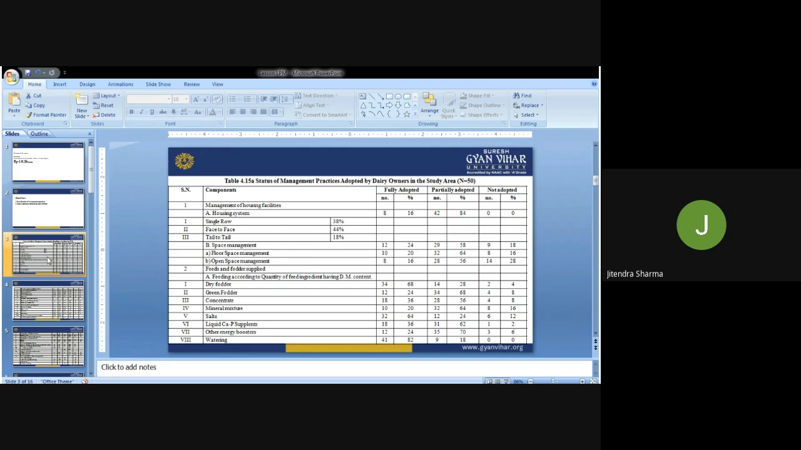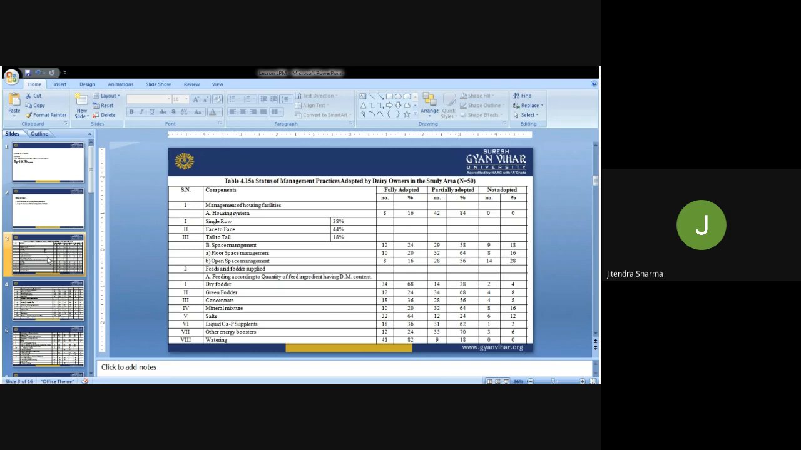But the rest 28% are partially following, and 2% are not following the practice of giving dry matter in the form of dry fodder. Whether green fodder, we see that 24% are fully adopting it, but the majority of farmers are partially following, because they are not aware of how much dry matter is to be calculated, and how much it is to be further divided into dry fodder, green fodder, and concentrate. Because they are not aware, they follow whatever traditional knowledge they have.